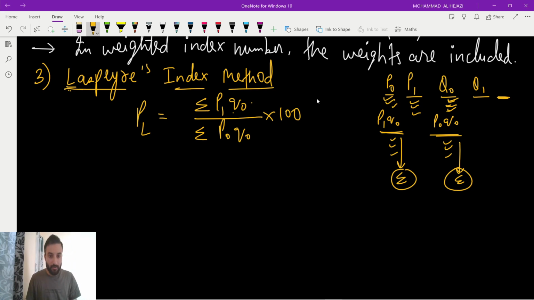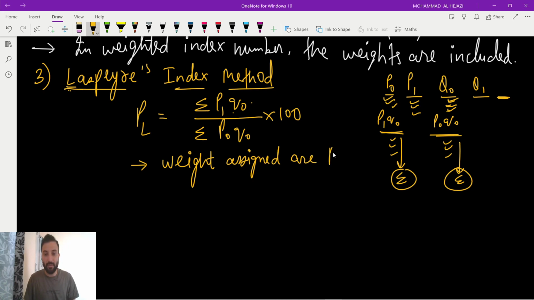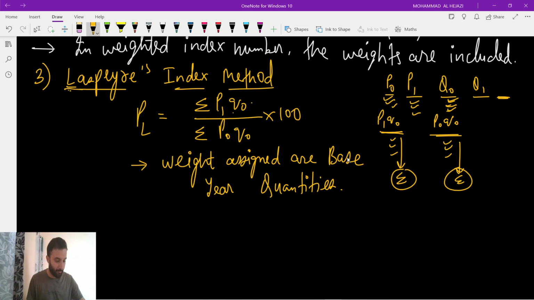So in Laspeyres index number, what do we have to remember? We have to remember the weight. See, these are the things for the theory. As I have said, we are not going to leave the theory. Weight assigned are base year quantities. They will ask this in the objective: for Laspeyres price index number, weight assigned are base year quantities.